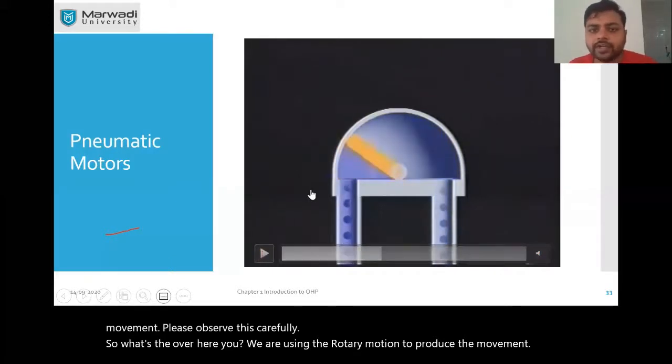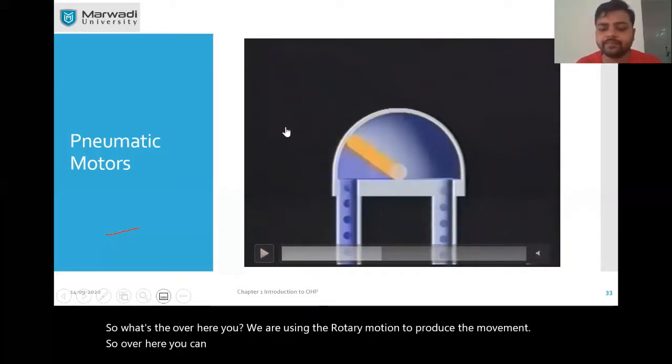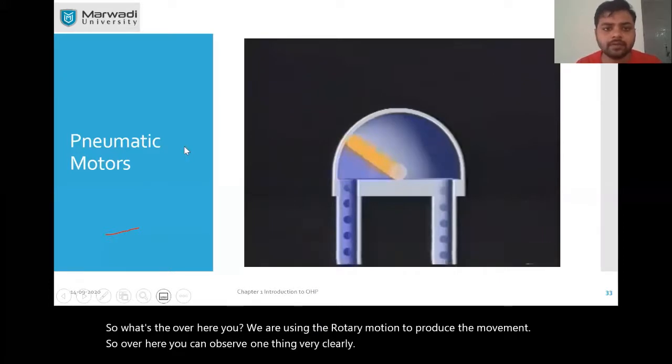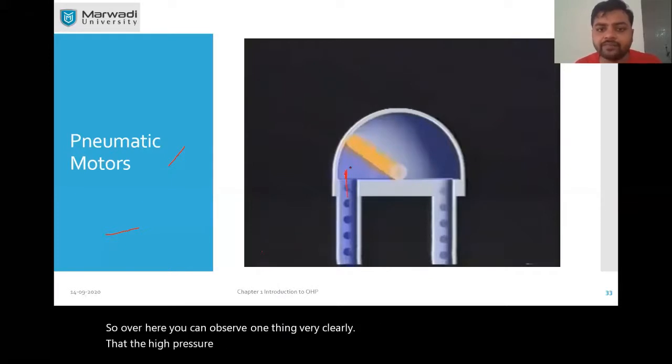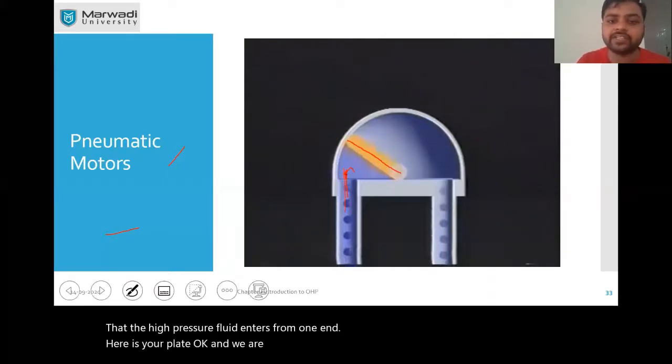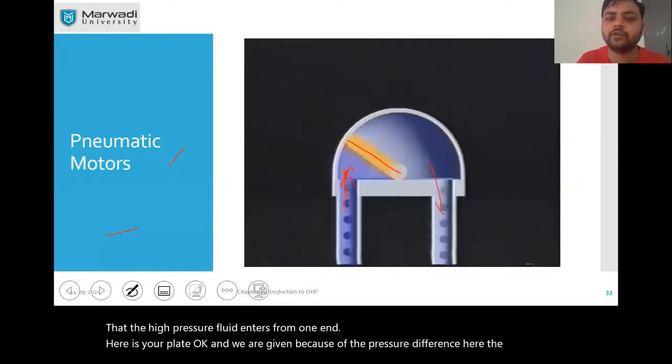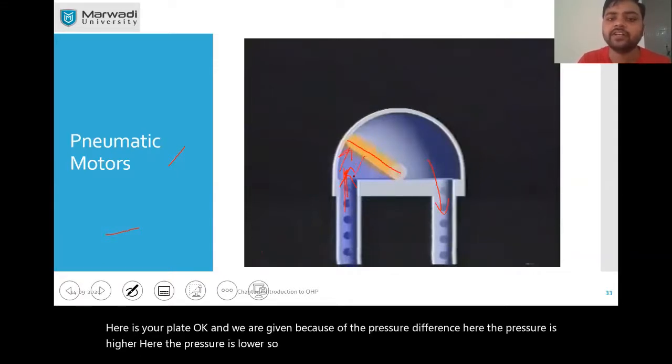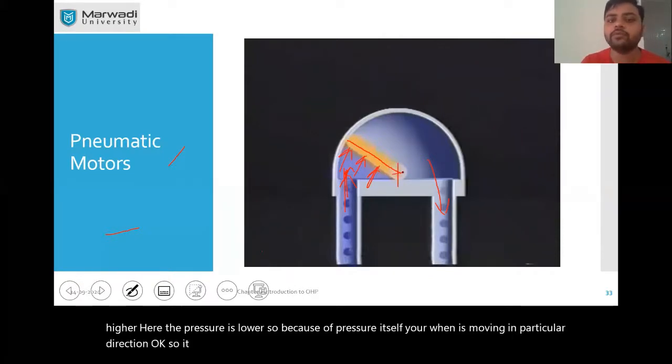So over here you can observe one thing very clearly, that the high pressure fluid enters from one end, okay, here is your plate, and because of the pressure difference, here the pressure is higher, here the pressure is lower. So because of pressure itself, your vane is moving in a particular direction, okay. So it is producing rotary motion along this axis, okay.